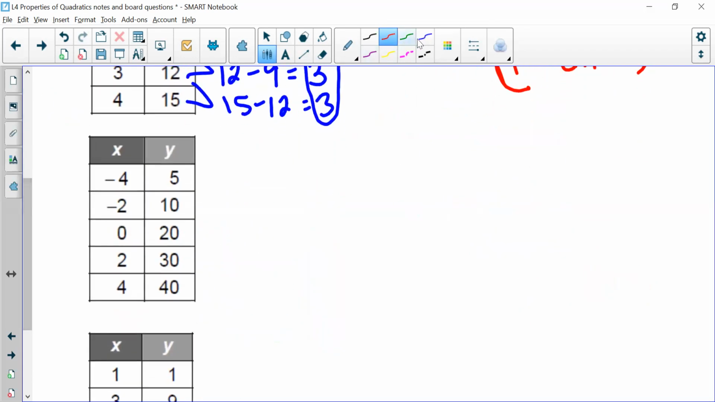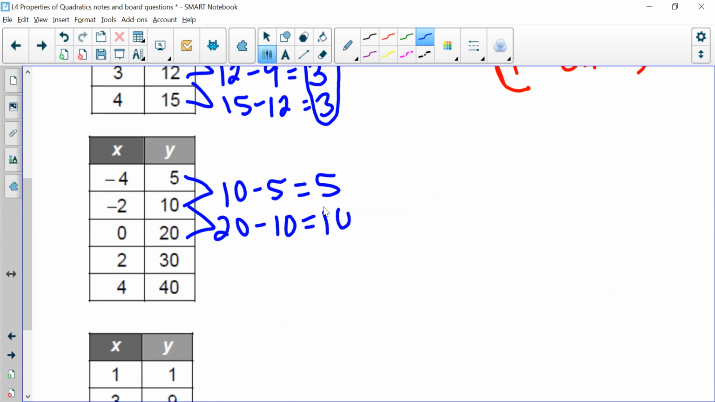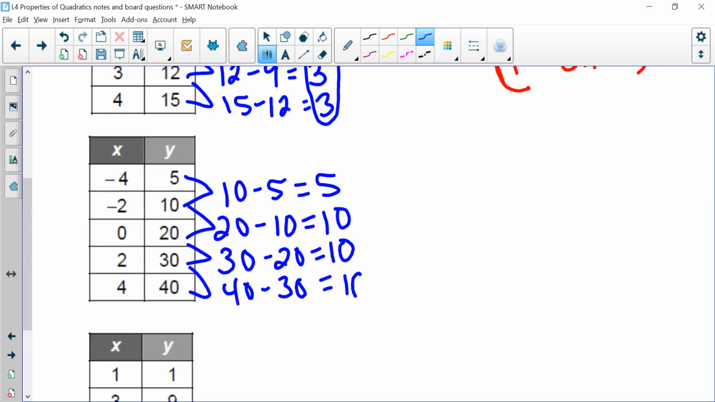Let's try this one. What's this changing by? 10 minus 5? 5. Good, thank you, Makai. 20 minus 10? 10. All right, already we can see it's not constant. 30 minus 20? 10. And 40 minus 30? It's 10. So it almost looked like it was constant for the bottom part, but I've got this random 5 at the top. So this is not linear.